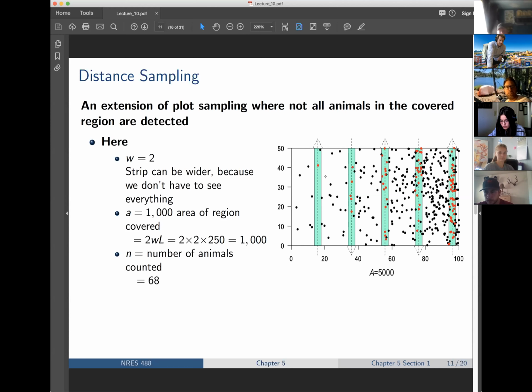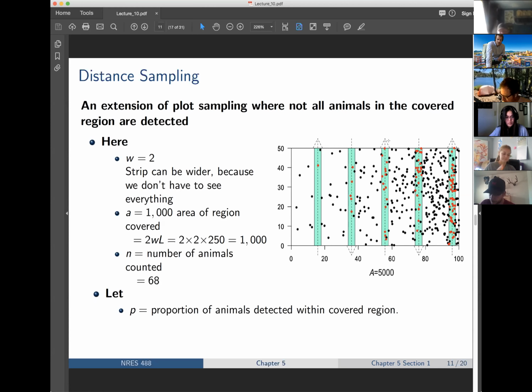All right, so here's an example. The strip width here is 2 on each side of the line. The area of the region covered in this specific example is 1,000. We can calculate that area by knowing how wide the strips are, how long the strips are, and how many transects we do. And then we have a number of animals counted. But we know now, not only are we not counting animals outside of the transect, but we're also not counting all animals within the transect. And we want to estimate how many animals there are total, all of the red and black dots here.